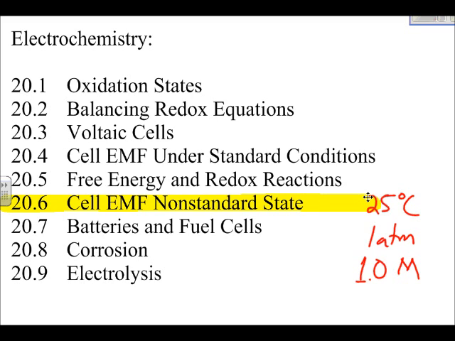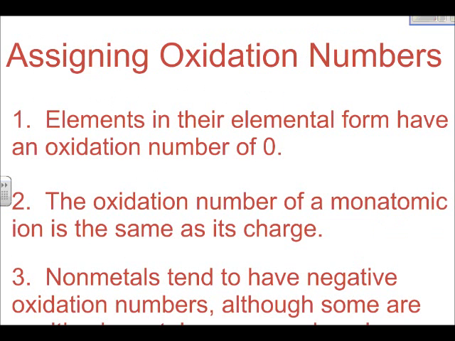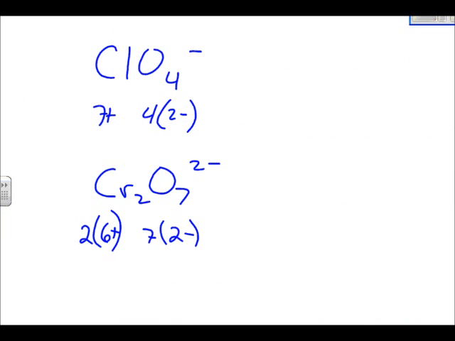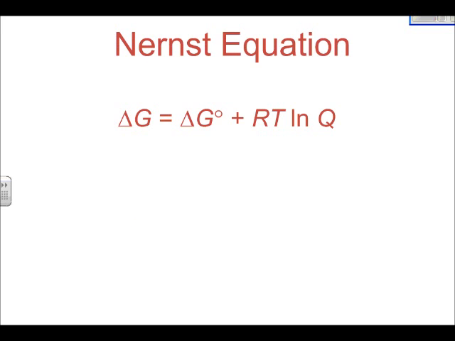So we're going to take a look at what happens with our equations for Gibbs free energy and the potential for the cell if we're not at standard state. Basically, what we're going to be doing is deriving what's called the Nernst equation. So we're going to start with our formula for Gibbs free energy. So we have delta G equals delta G at standard state, plus RT ln of Q.